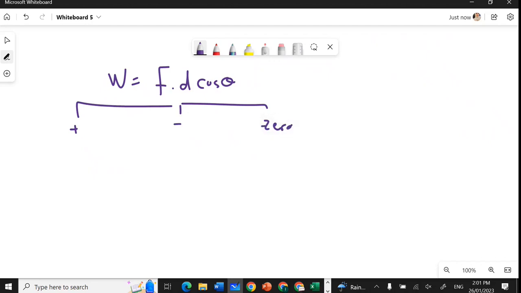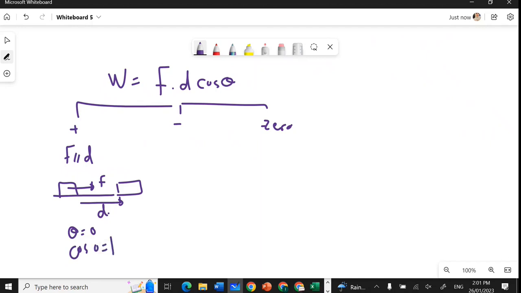We have positive work if the force is parallel to the displacement. Like you have an object and you apply a force on this object, so the object will move a distance d. So force and displacement are in the same direction. In this case, I will have positive work, and the angle theta will be 0. Cosine 0 will equal 1.